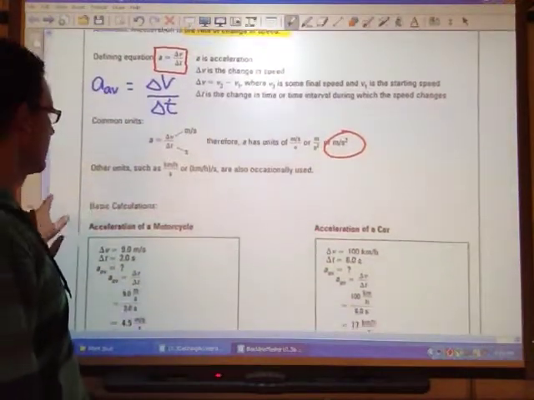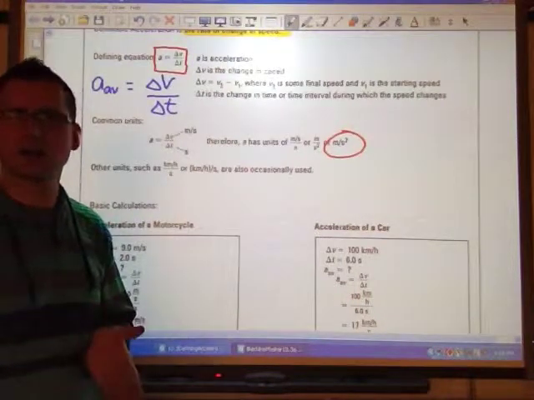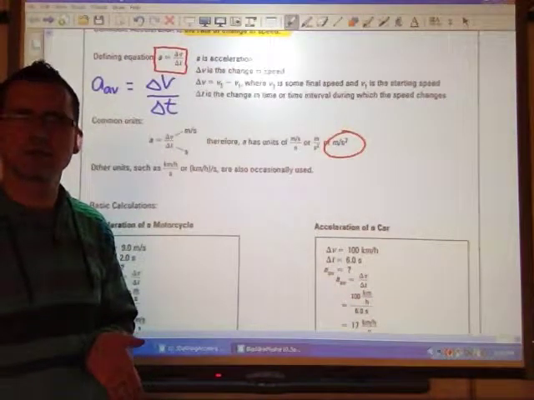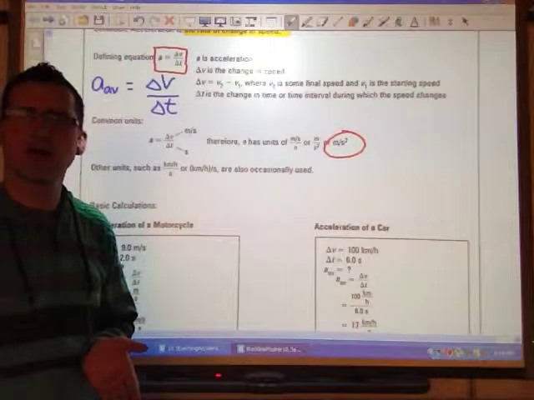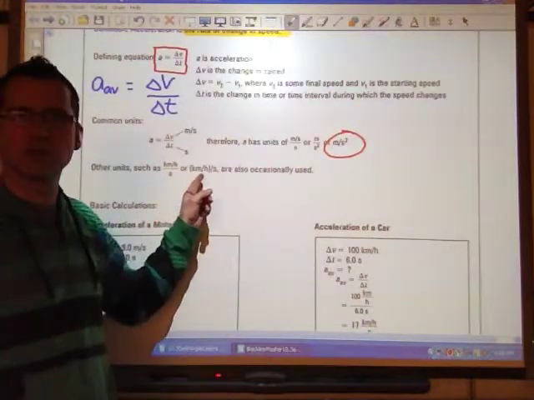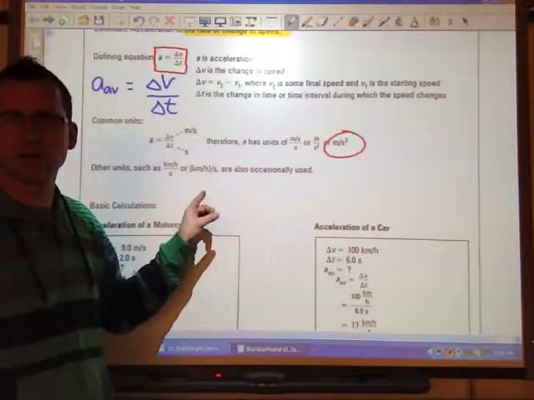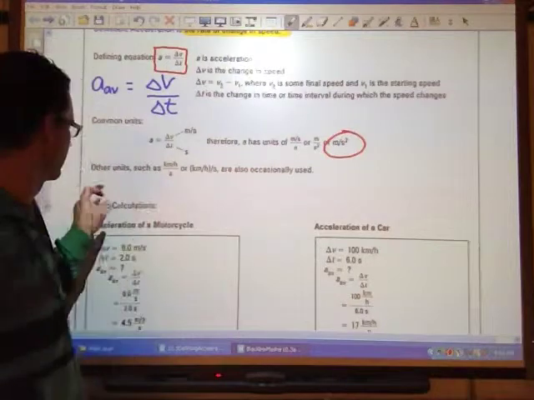Moving down here, of course, if we're talking about the acceleration of a car or a sports car that goes from 0 to 100 kilometers per hour in how many seconds? That acceleration you'd have to leave in terms of kilometers per hour per second, because we can't combine those two units because they aren't the same.